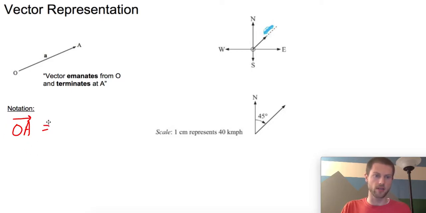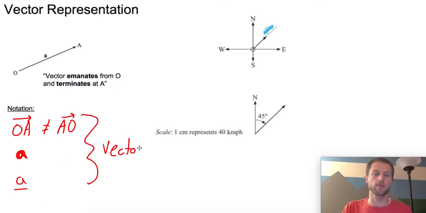This is not the same thing as AO, and we'll talk about that later on. You could also see this vector represented with a bold A, if we named this vector A. This works as well. Or you might see it written as the letter A in a normal font with a little underscore underneath it. So these are all notations for vectors. All of these represent vectors.